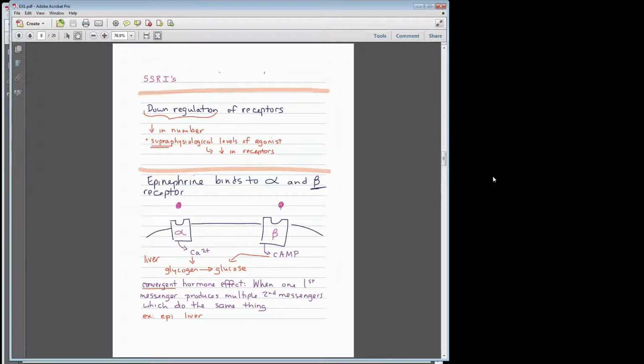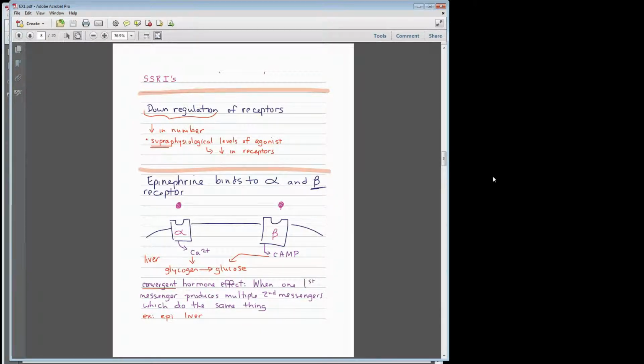The best example was epinephrine in the liver. We have alpha and beta receptors in the liver, and epinephrine binds to both of them. And in alpha we have calcium, I believe it's influx occurring, and then in the beta receptors this triggers cyclic AMP to be synthesized. And both of these trigger glycogen to glucose, which I believe is glycogenolysis, I believe. Double check me on it.